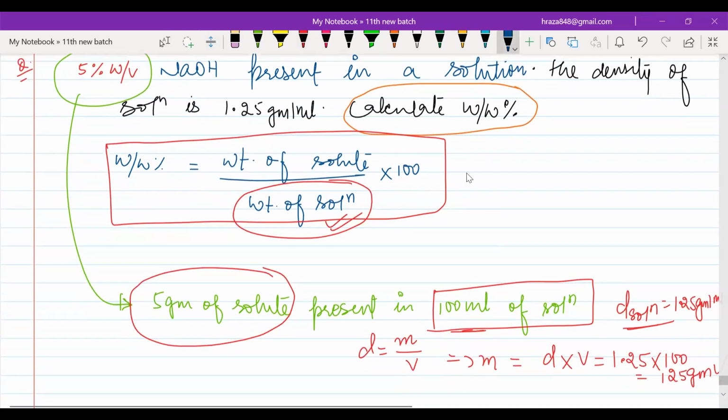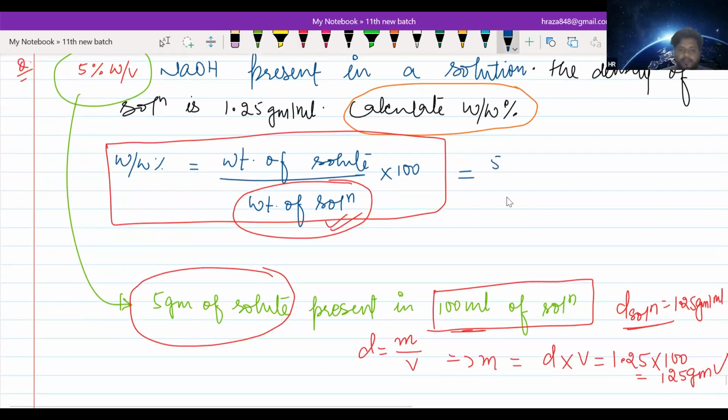Yes, sir. So mass of solute is 5 gram from here, and mass of solution you can get with the help of density and volume. That is 125 into 100. And now you can calculate it. 25 4s are 100, 25 5s are 100. So it will be 4% weight by weight. Yes or no? Yes, sir.